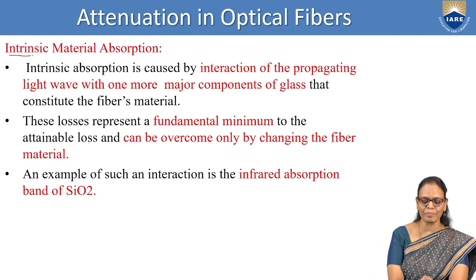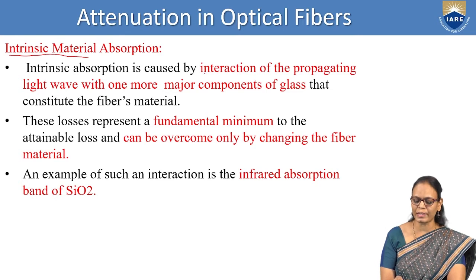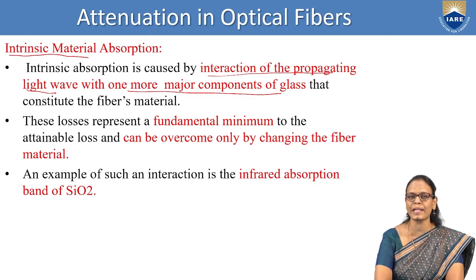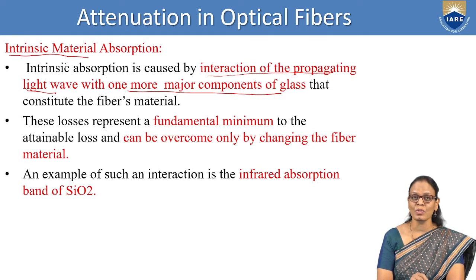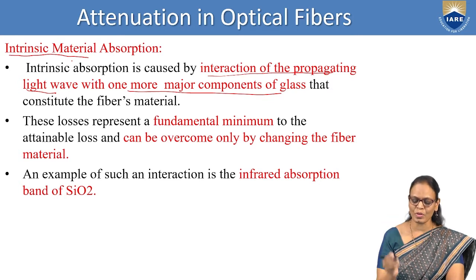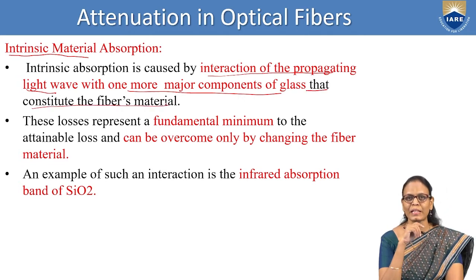Now, in absorption loss, we have something called intrinsic material absorption. What is this intrinsic material absorption? It is caused by the interaction of the propagating light wave with one of the major components of the glass that constitute the fiber material. When we saw the structure of the optical fiber, we saw the core is generally made up of glass, surrounded by cladding usually made up of plastic. When the light passes through the core, there will be interaction of this light with the intrinsic material. Intrinsic material here is the glass of which the fiber is made. That is a major component. So there may be an interaction, and because of that there may be a loss. That is what we call intrinsic material absorption.